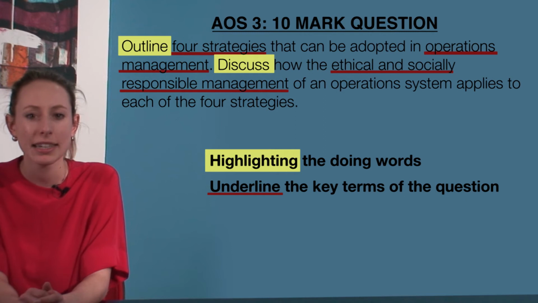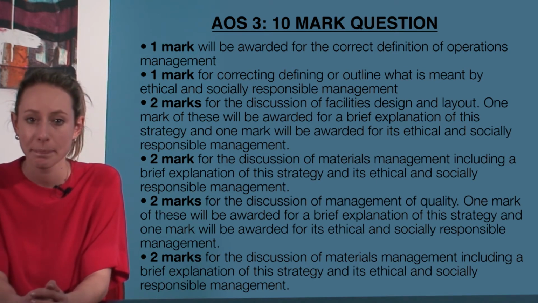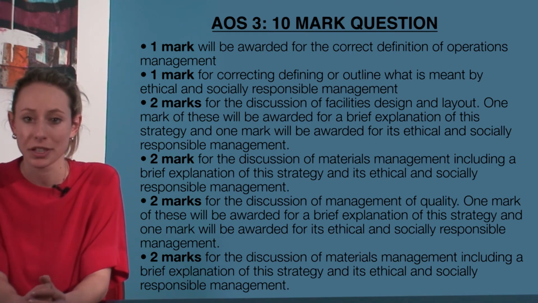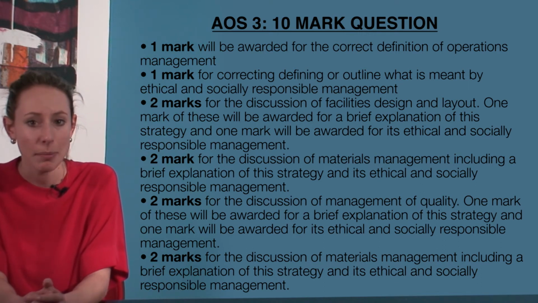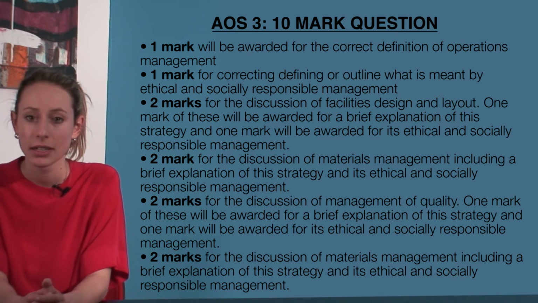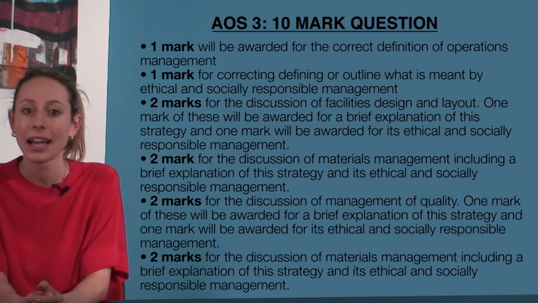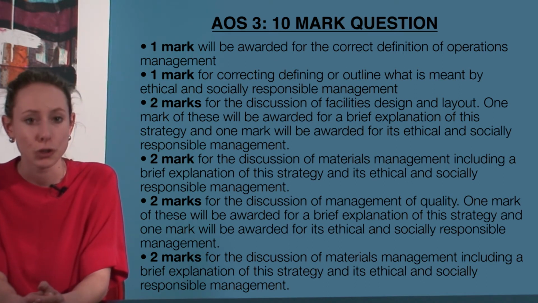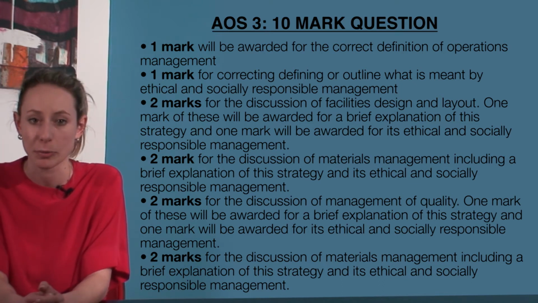Before you begin writing your response, it is important to determine what you think will be awarded marks. Looking at this question, the marking scheme could be assumed to give 1 mark for the correct definition of operations management, 1 mark for correctly defining or outlining what is meant by ethical and socially responsible management, 2 marks for the discussion of facilities design and layout. 1 mark of these will be awarded for a brief explanation of this strategy, and 1 mark will be awarded for its ethical and socially responsible management. 2 marks for the discussion of materials management, including a brief explanation of this strategy and its ethical and socially responsible management. 2 marks for the discussion of management of quality. 1 mark of these will be awarded for a brief explanation of this strategy, and 1 mark will be awarded for its ethical and socially responsible management.